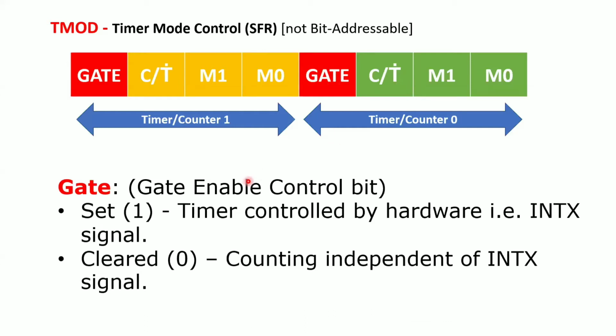Whenever I want to start and control the timer from the hardware, I will use this bit. If you set this gate bit equal to 1, that means I am able to control the timer with the help of hardware. If I keep the gate bit equal to 0, that means I am not controlling this timer with the help of hardware. To control with hardware, we use external interrupts. I'm sure you know that there are 2 external interrupts, right? INT0 and INT1. Now we are going to use these.